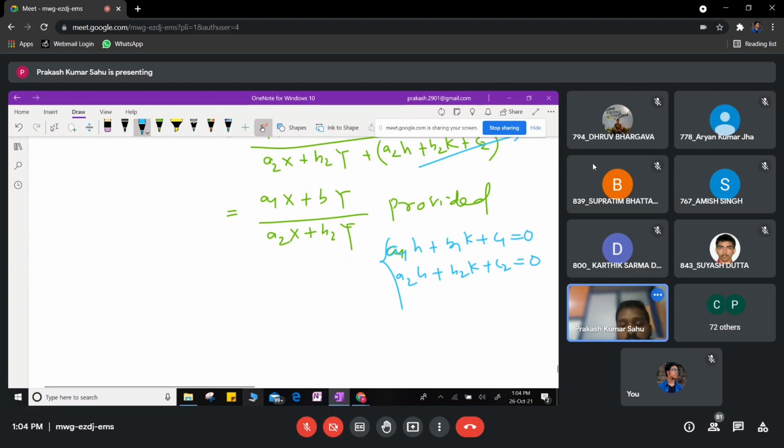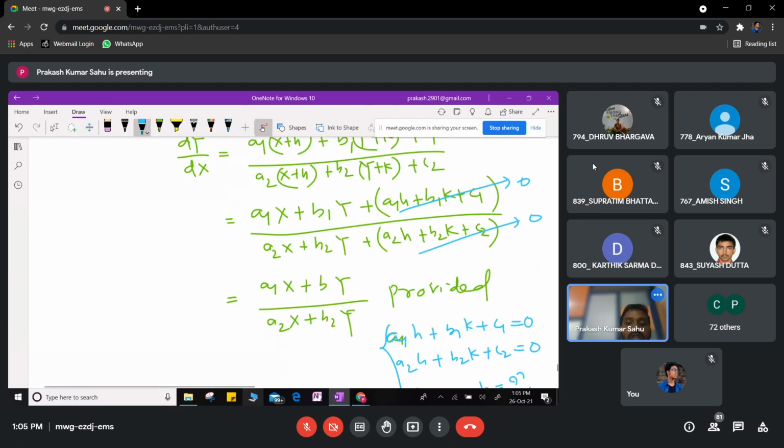Here h and k are variables. Solving this system of equations, you will get h and k. Understood? So that particular value of h and k satisfies these two equations, and the value of h and k that you get you can substitute here.